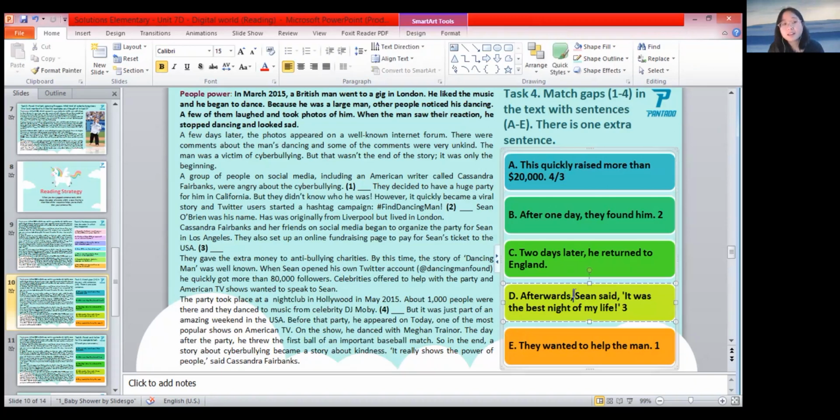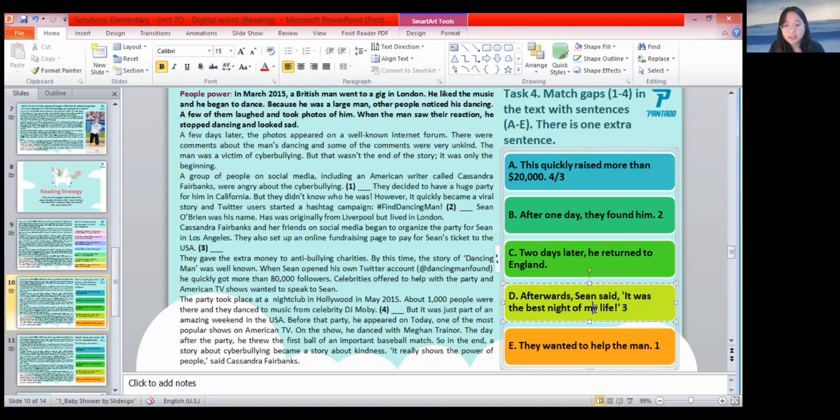Can you see the next sentence? It was just a part of an amazing weekend in the USA. That means he really, really liked the trip to the USA because he said that it was just a part of an amazing weekend. Before that party, he appeared on one of the most popular shows on American TV. So I think for number 4, it should be D.